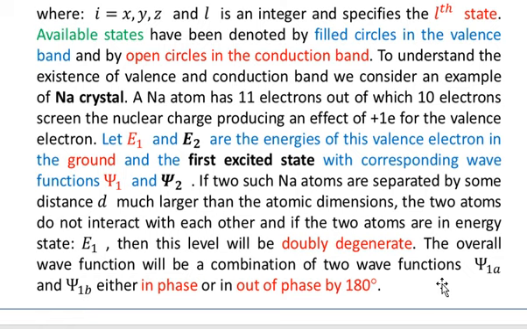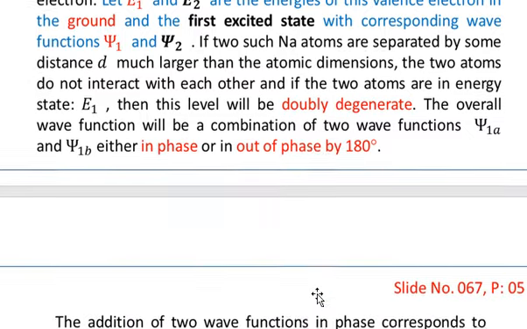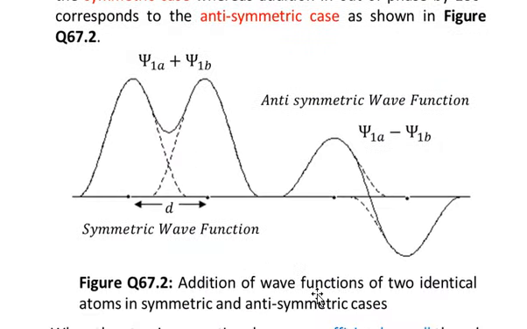So the combination of the two wave functions psi1a and psi1b is either in phase or out of phase by 180 degrees. When both atoms are in the ground state with wave functions psi1a and psi1b, there are two possibilities. That is, the wave functions have the same phase, or the wave functions are 180 degrees out of phase. Under these two conditions, we can write the two wave functions as shown in figure 67.2.